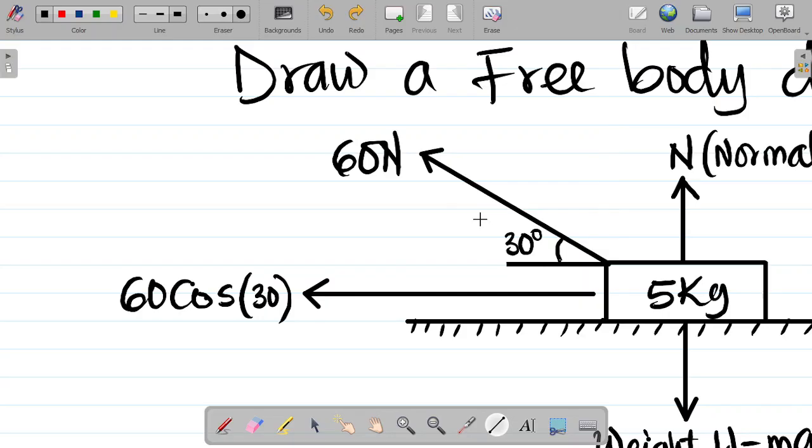Why? Because if the body is being pulled at this point here, it will be going towards the left, that's this way here. So it becomes 60 cos 30. So I have that question there.